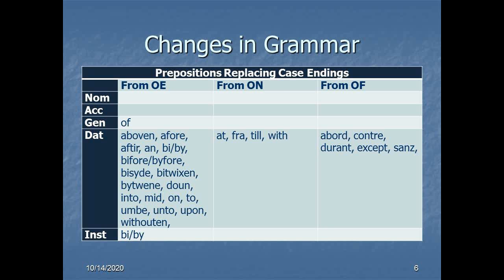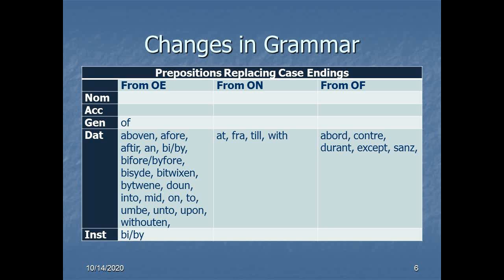But we also took on prepositions from Old Norse, as you might expect, because of course Old Norse and Old English had been in intimate contact for quite some time. So at, fra, till, and with come from Old Norse. And following on the Norman conquest, as you would expect, prepositions also start creeping in from French. So aboard, contre, durant, except, and sans.